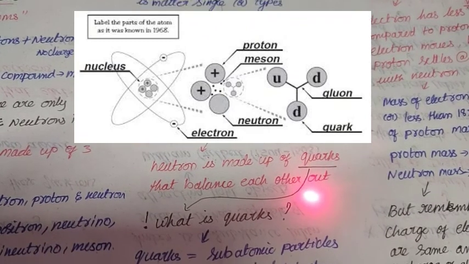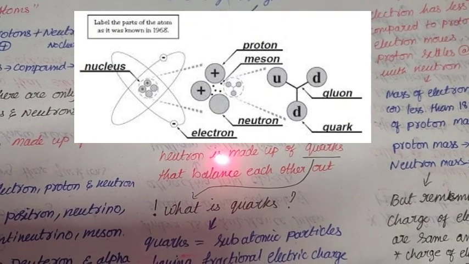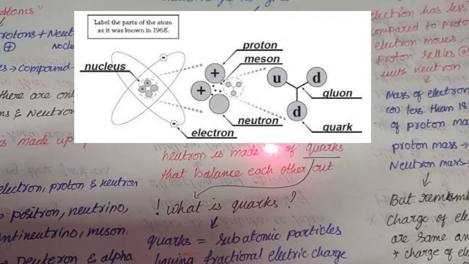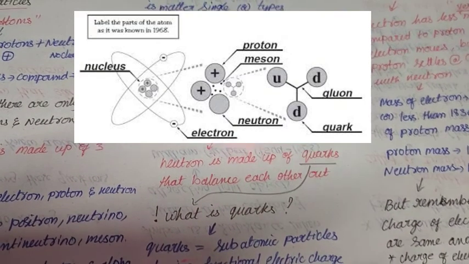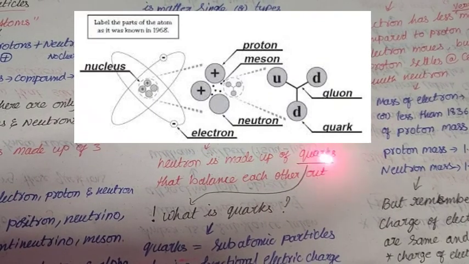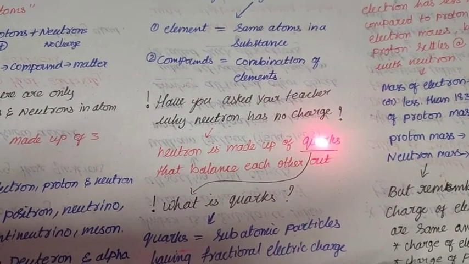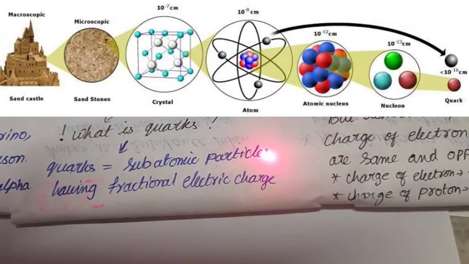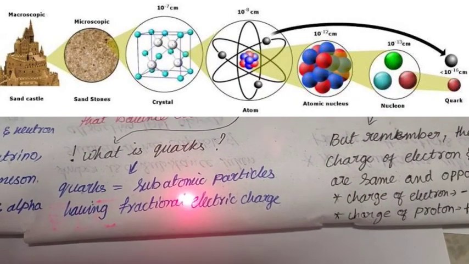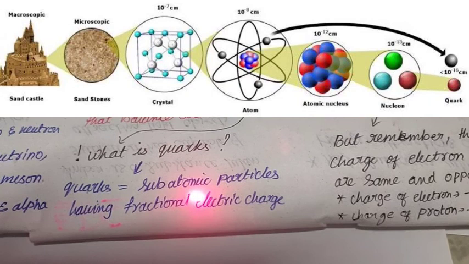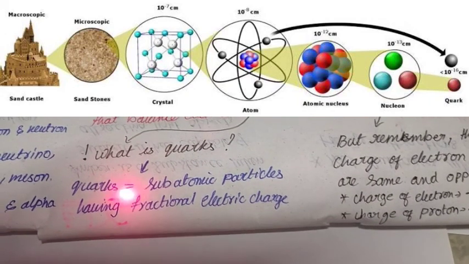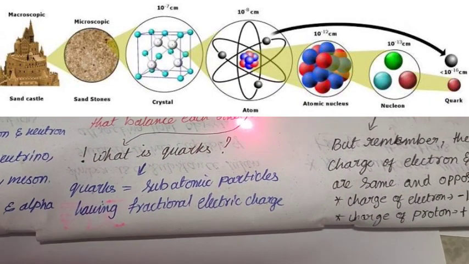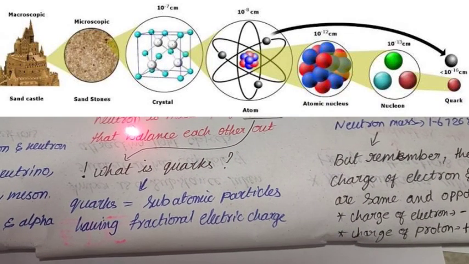So, by balancing each other, the net charge of the neutron will be zero. Okay? So, here again the previous question was solved, but you have a new question, that is quark. What is a quark? A quark is a subatomic particle having fractional electric charge. So particles with less electric charge are called quarks. These particles are balanced with each other, so the neutron has no charge. If anyone asks, explain like this.